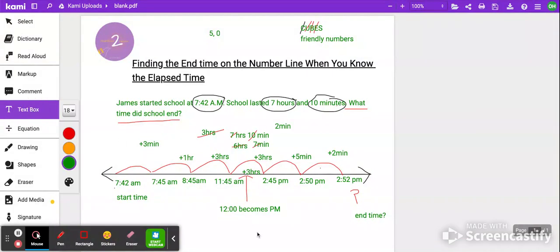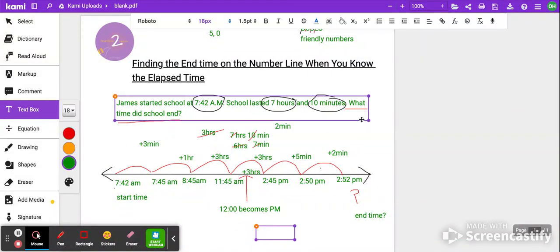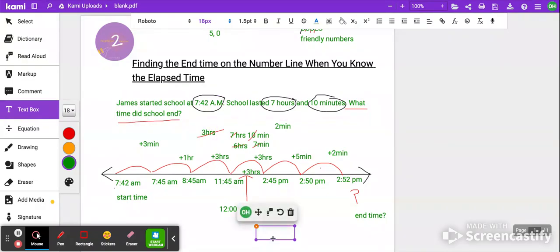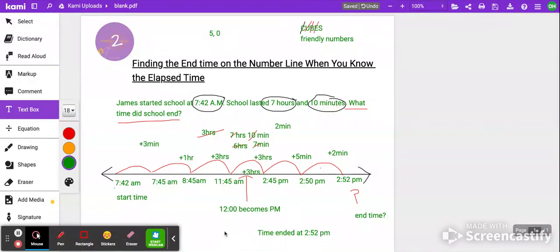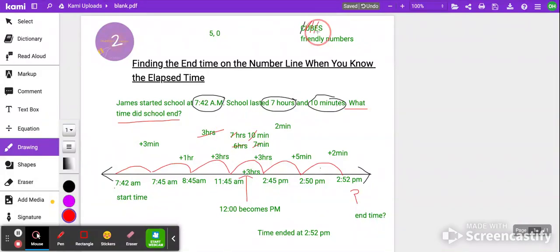So the question again was, what time did school end? Well, school ended at 2:52 p.m. Ta-da! We did it! Okay, so now we can go up here. We've solved our problem and we even used our friendly numbers.